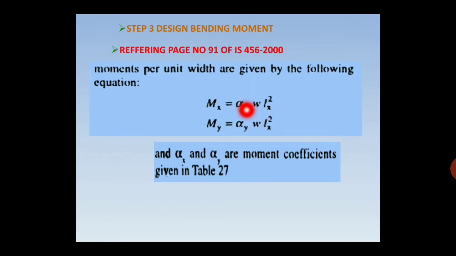What will change is alpha x and alpha y depending upon the end conditions. So here the end condition is simply supported and corners free to lift. Now for this particular end condition we have to refer to table number 27. Okay, we have to refer to table number 27 for this particular condition, that is simply supported at all four sides with corners free to lift. So when we refer to table number 27, we will be obtaining the values of alpha x and alpha y.